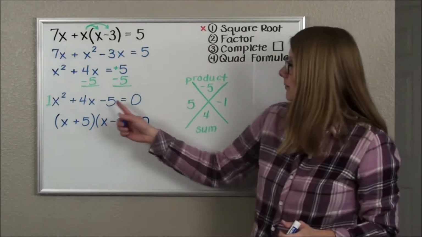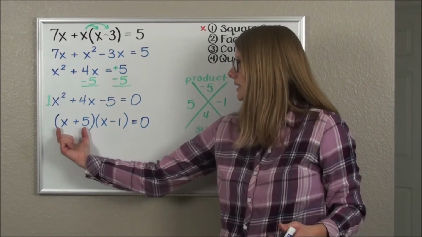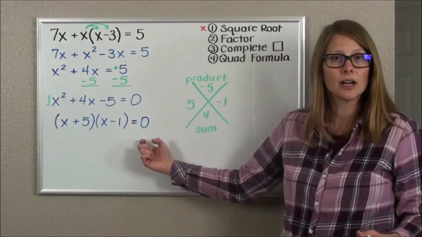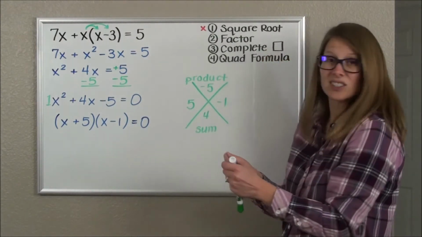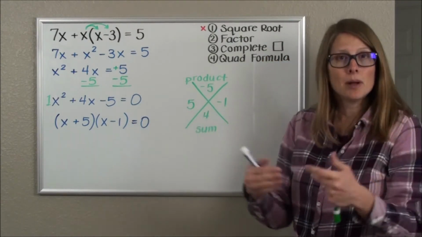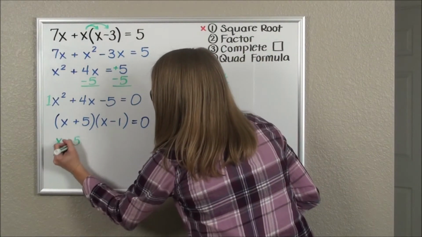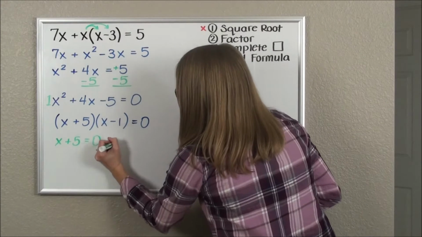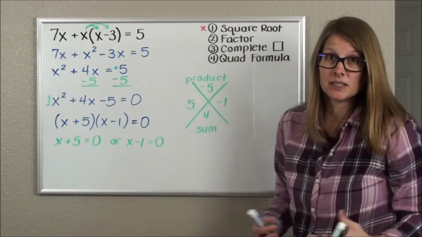But now what I've done by setting it equal to 0 and factoring, I've created a situation where I'm saying something times something is 0. And based on the zero factor property, I know that one of those factors must equal 0 if they multiply to 0. So either x plus 5 must equal 0 or x minus 1 must equal 0. One of them's got to be 0.